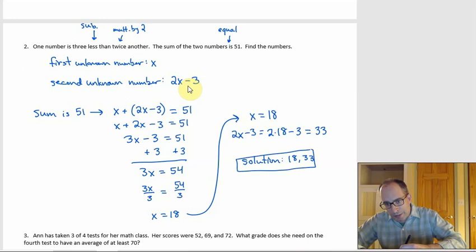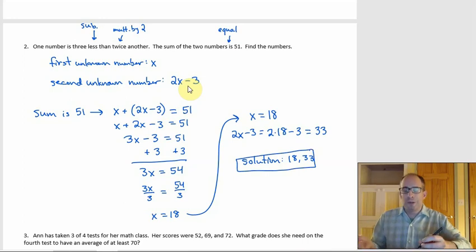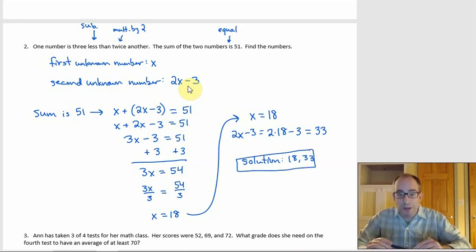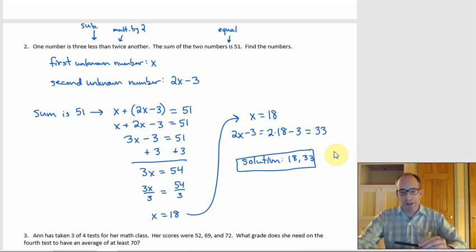And I guess as far as a check is concerned, you could say, well, if you add up 18 and 33, you do indeed get 51 like you're supposed to. And then the other thing is, okay, if you take 18, multiply by 2, and then subtract 3, you get 33, right? Which we just did in the previous step. So looks like we're all set with number 2.